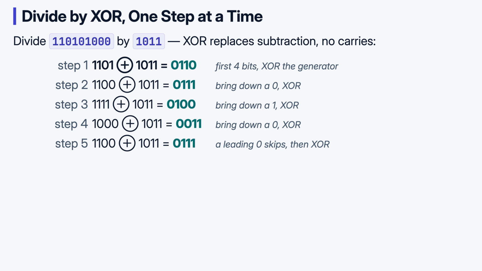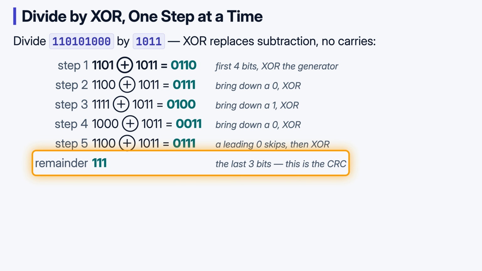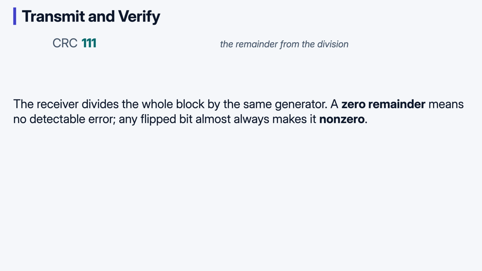Bring down the next bit. A leading 0 just skips, then XOR the last window. 1100 XOR 1011 is 0111. The last 3 bits are the remainder, 111. That is the CRC. The remainder 111 is the CRC.